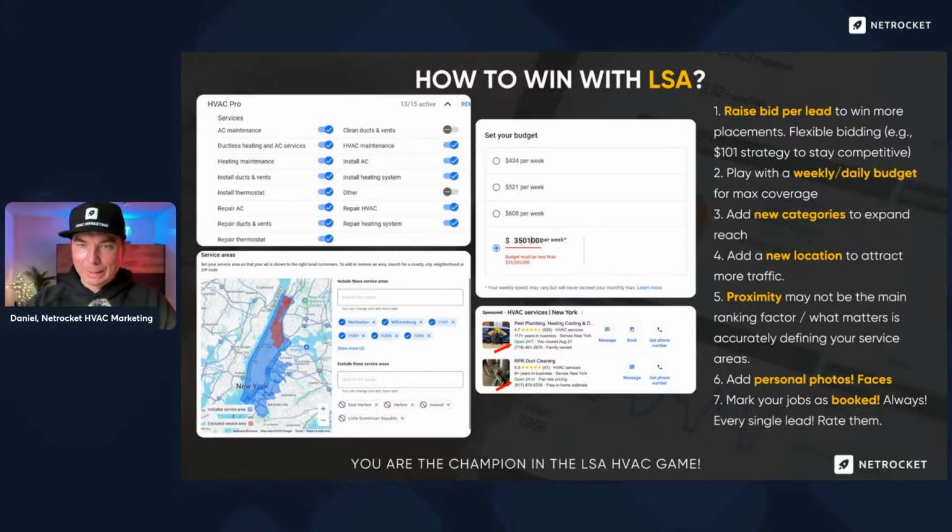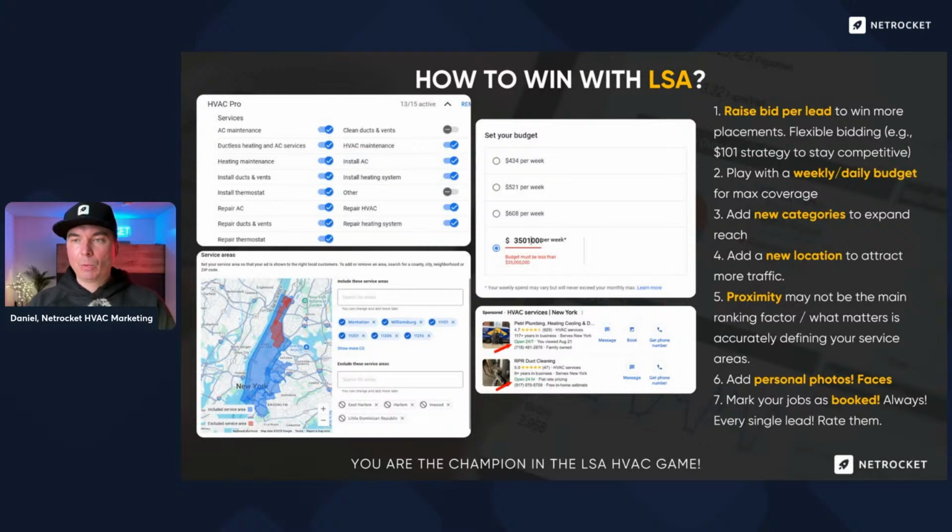How to win the LSA? Winning the LSA: raise your bid per lead to win more placements, use flexible bidding, or use the 101 strategy to stay competitive. This means that most of the competitors will use $100 per install lead for the installation, for example. But if you put 101 or 103 or $105, this may save you some money and still win the game, if the game is about the lead costs which you set up in your account.